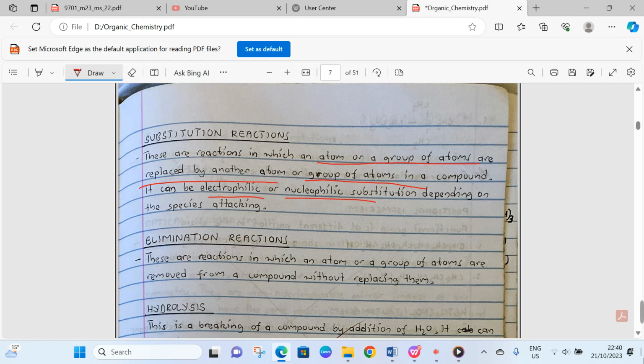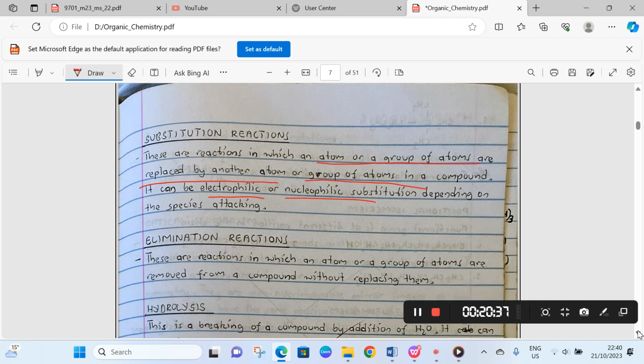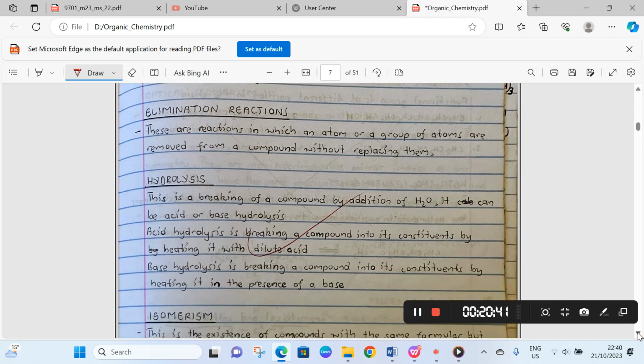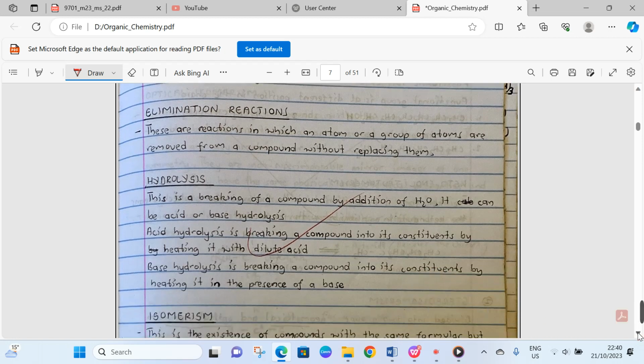The next type of reactions that you're going to come across in organic chemistry are elimination reactions. These are reactions in which an atom or a group of atoms are removed from a compound without replacing them. I just wanted you to know that.